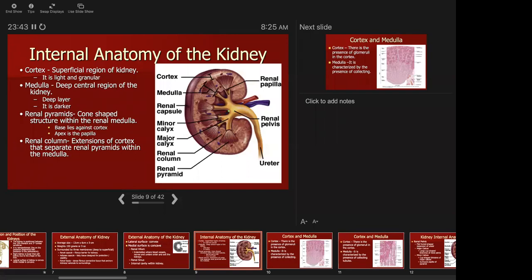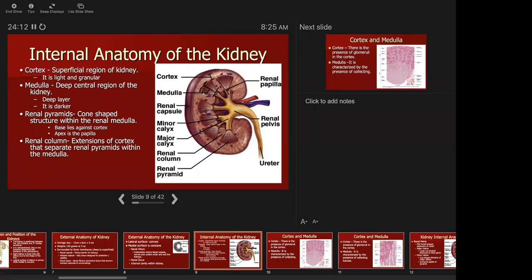And then you can see veins coming out. Multiple tributaries join to form the renal vein. And looking at them together, there's also the renal pelvis. This is the beginning of the ureter, funnel shaped. And you see here, we have calyces. The bigger ones are called major calyces, the smaller ones are called minor calyces.